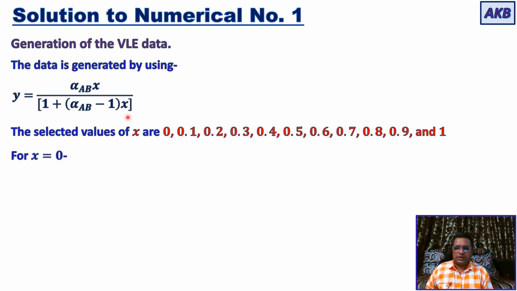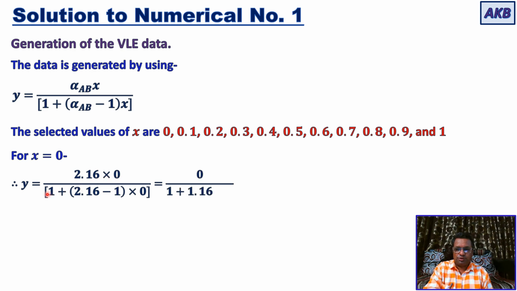We are going to calculate y by using this equation. Alpha AB is given to us, it is 2.16. Now let us check what will be the value at x is equal to 0. At x is equal to 0, y will also be equal to 0. That is 2.16 into 0 divided by 1 plus 2.16 minus 1 into 0. So I have used x is equal to 0 in this equation, and alpha AB is equal to 2.16. This will be 0 upon 1 plus 1.16 into 0, that is 0 upon 1, that is 0.